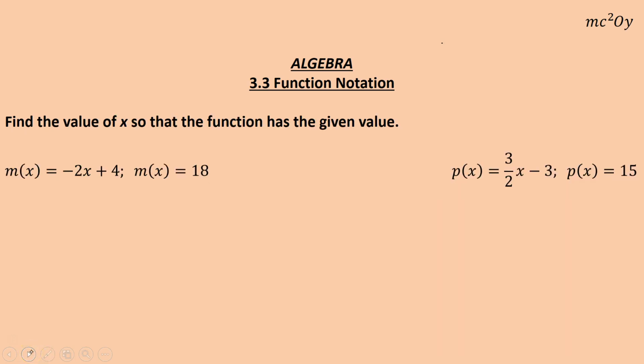All right. The other thing we can do is see something that looks like this. It says find the value of x so that the function has the given value. Well, this says our function equals 18. So m of x equals 18. Notice it does not say m of 18. Okay? Those are not the same.